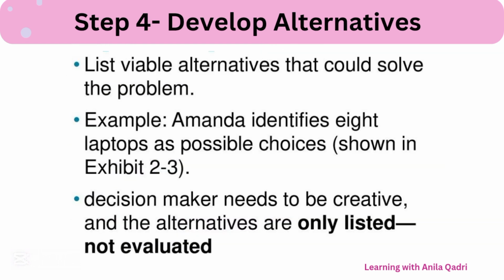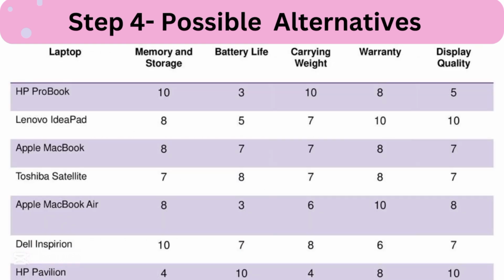Step 4. Develop alternatives. List viable alternatives that could solve the problem. For example, Amanda identifies 8 laptops as possible choices. The decision maker needs to be creative, and the alternatives are only listed, not evaluated. Here you can have a look at the possible alternatives.